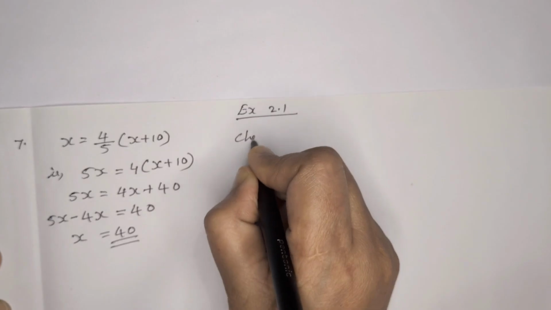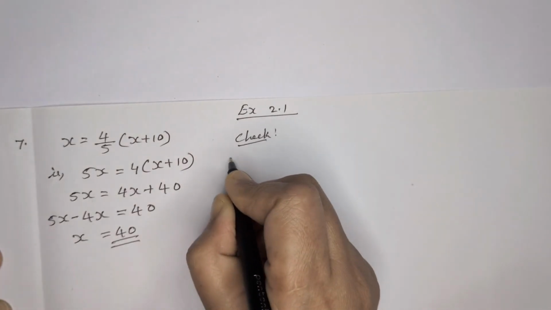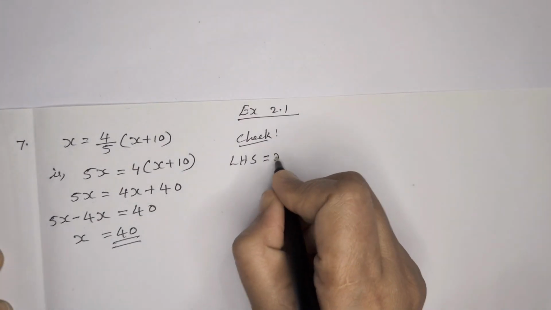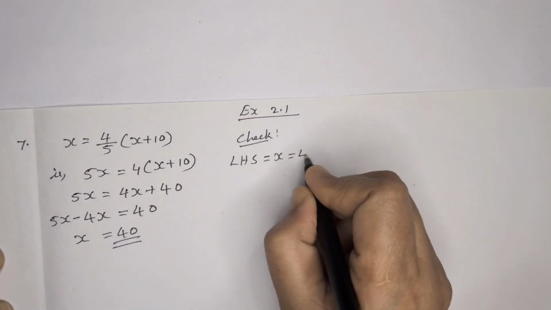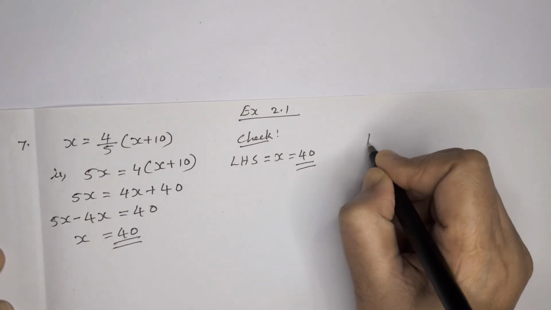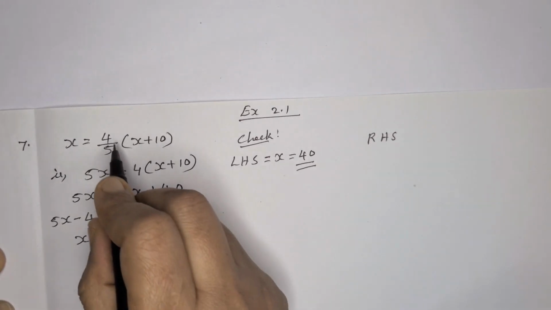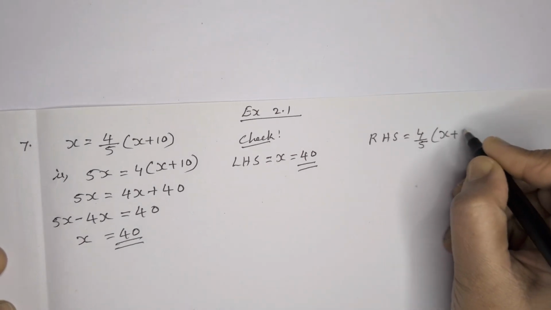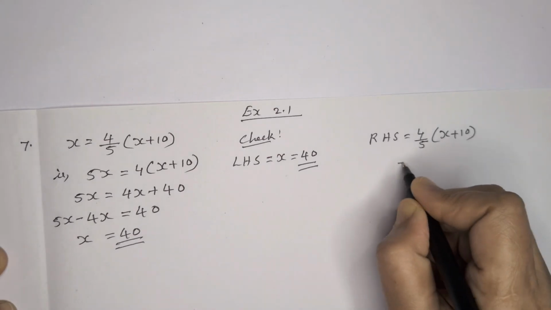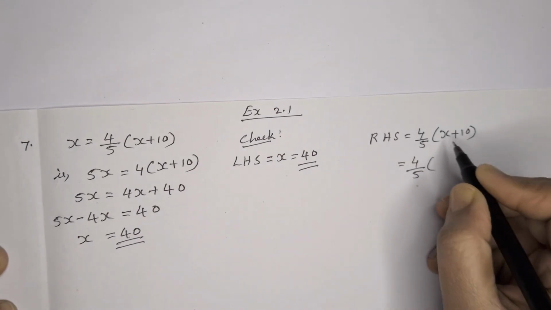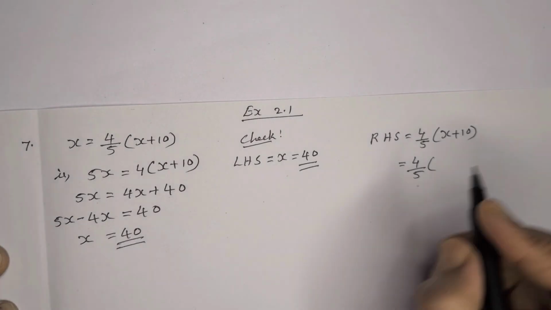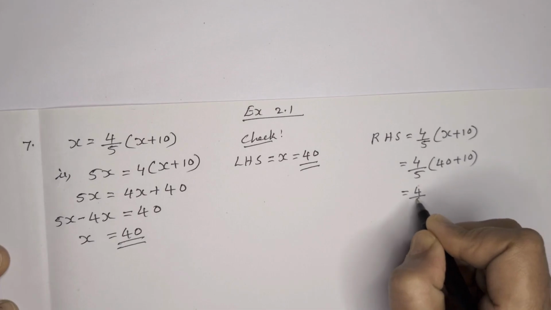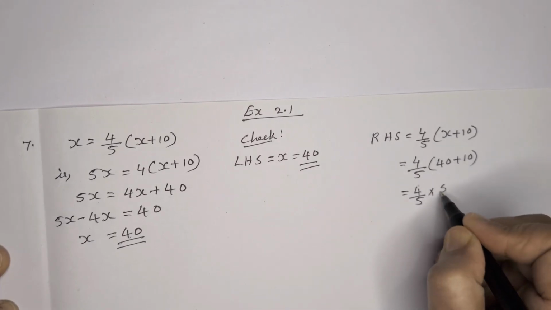Now check. LHS: only x is there. x is equal to 40. Then RHS: 4 by 5 into (x + 10) is equal to 4 by 5, in place of x, 40, plus 10, is equal to 4 by 5 into (40 + 10), 50.